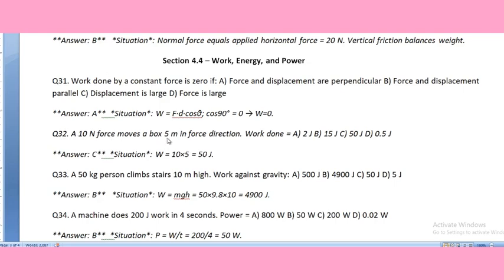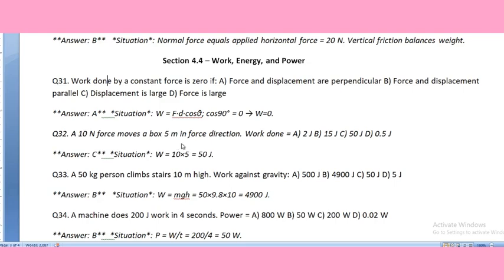Let us go to the next one, question number 32. A 10 Newton force moves a box 5 meters in the force direction. According to this, a 10 Newton force is exerted, and this force pushes the object in the direction of the applied force by 5 meters. So the work done is: choice A 2 joule, choice B 50 joule, choice C 50 joule, choice D 0.5 joule. When we insert the given values into the equation, work done is equal to force times displacement.